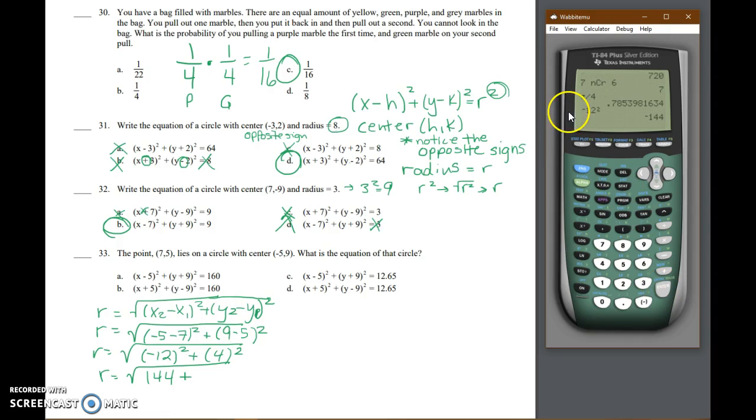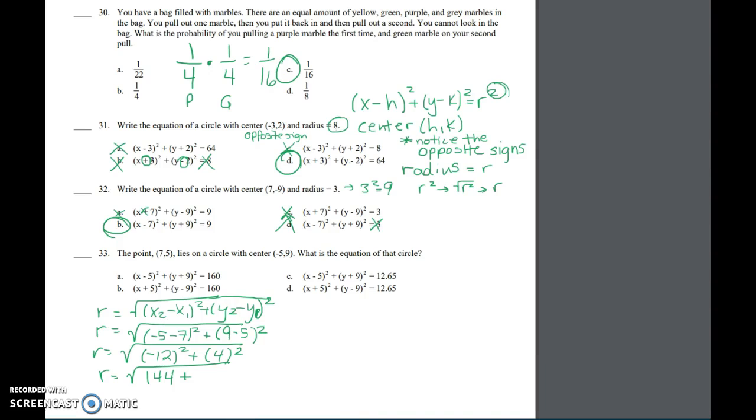Why? Because it's taking that negative sign separately. It's not putting it with the square. In order to properly square a negative number, you have to put that number in parentheses first. Then it groups it together, because that's what parentheses do. They group it together and then square it. 4 squared is 16. Add them together and I get 160. The square root of 160 is r.